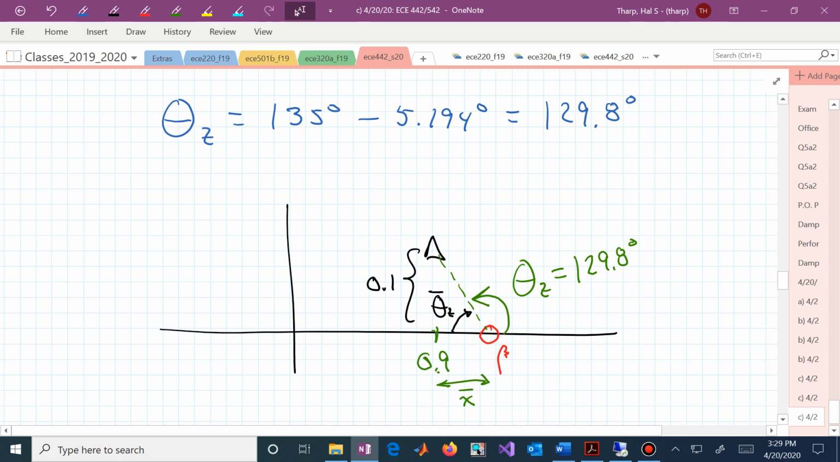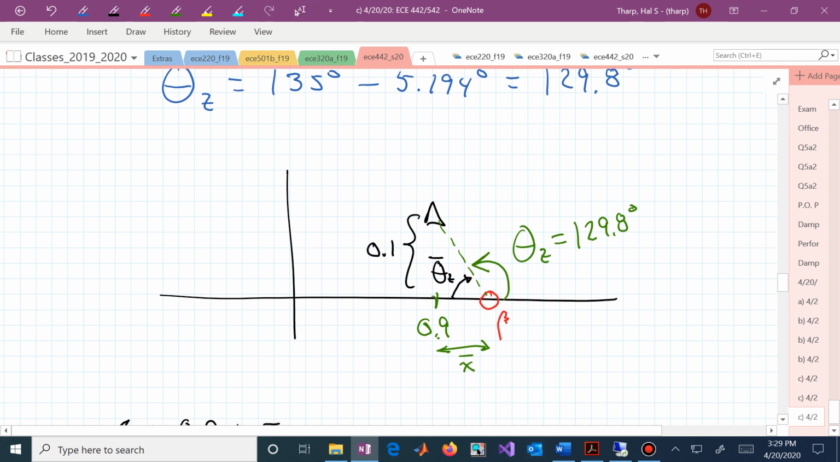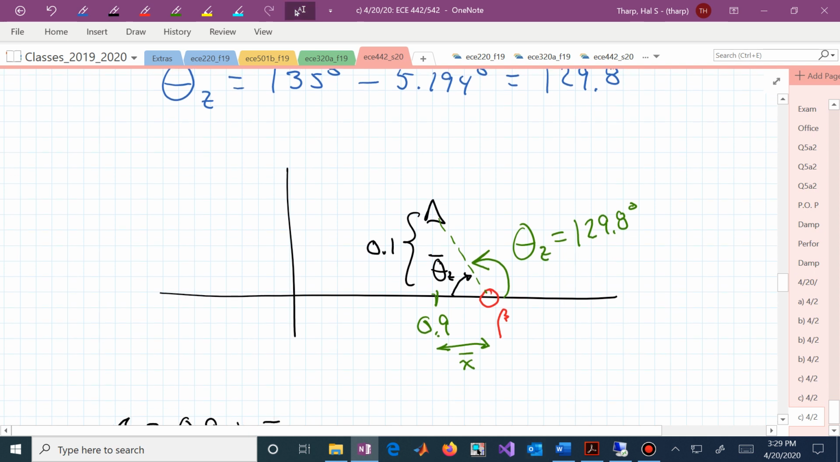We now know that theta z is 129.8 degrees, and we need to keep several significant digits because we're working inside this small region, which is the unit circle. We know that we're directly above 0.9, and we know how far above we are. We're at 0.1. And we know the angle to get us to that triangle from our zero location that's given by beta. We now have enough geometry to determine what this x bar, this horizontal distance is. How far to the right is this zero from the location of 0.9?